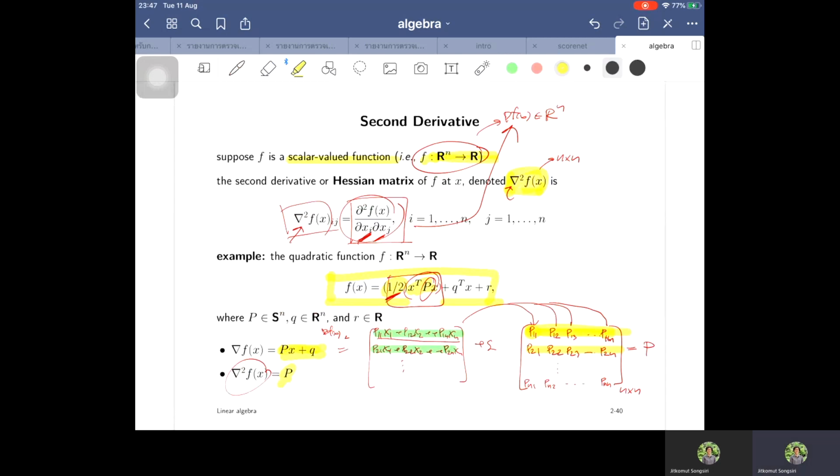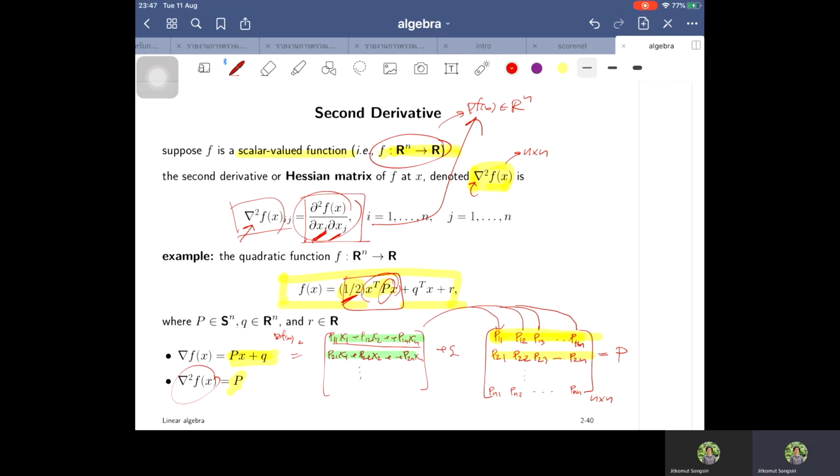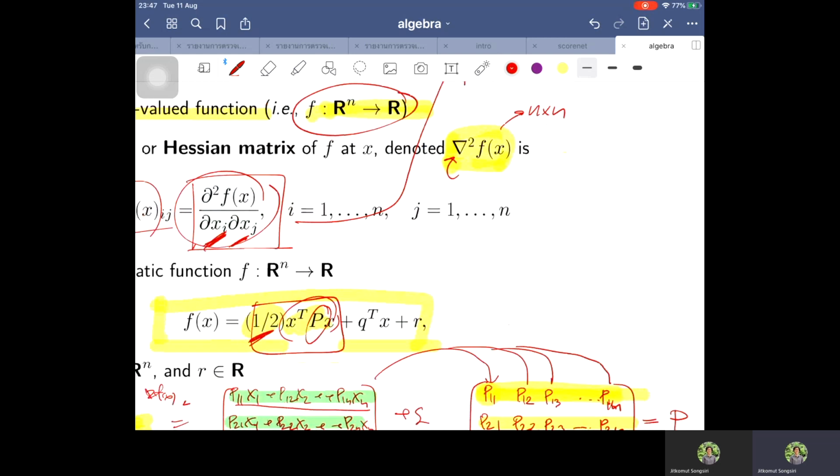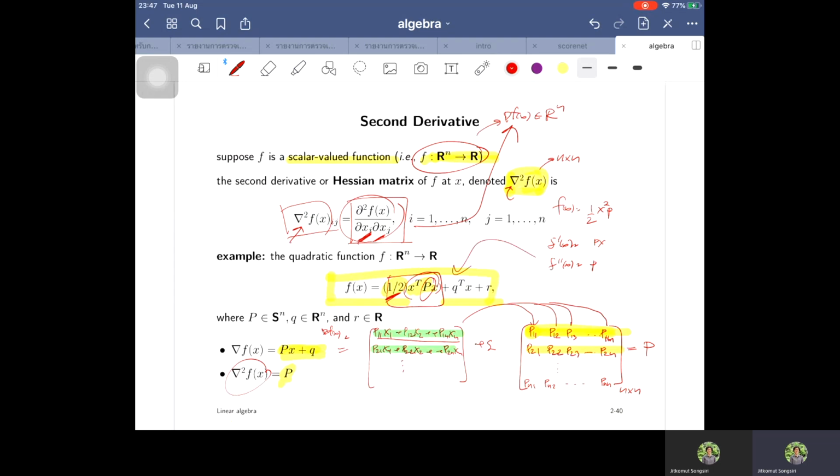So again, it follows our intuitive generalization. When f(x) is a function of one variable, suppose you have this, the first derivative is Px, and the second derivative would be P. When you generalize things to the vector case, the Hessian matrix is the matrix P that has size n by n.